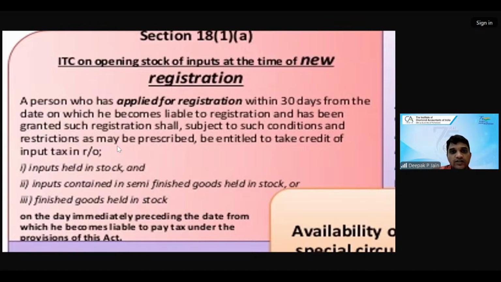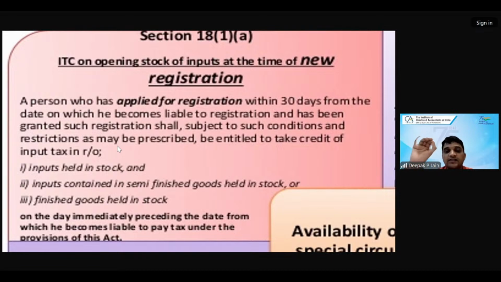So you have taken a new registration. You were not registered till now. You have taken a registration now. So a person who has applied for registration within 30 days, because once you cross the limit, you have to apply within 30 days. Now, such a person who has applied on time, he is a smart person. So he will get the benefit.